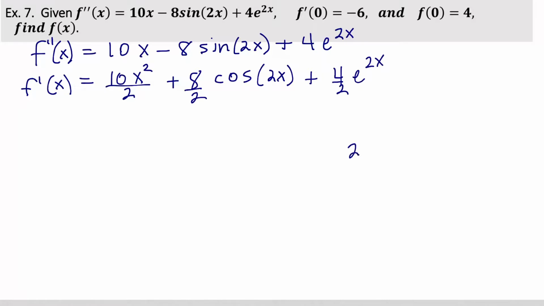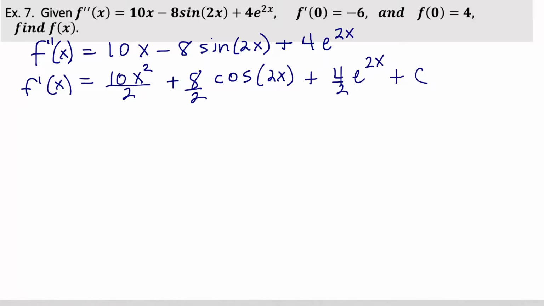If I take the derivative of 2e to the 2x (4 divided by 2 is 2), will I get this here? I can see that I will, because the derivative of 2e to the 2x is 2e to the 2x times 2, which is 4e to the 2x. All right, so I'm checking as I go. Make sure you do that and you won't mess up. All right, now plus c.